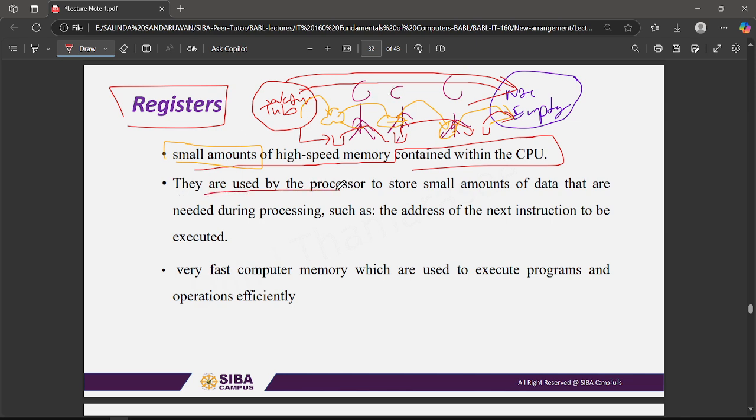They are used by the processor to store small amounts of data that are needed during the processing, such as the address of the next instruction to be executed.